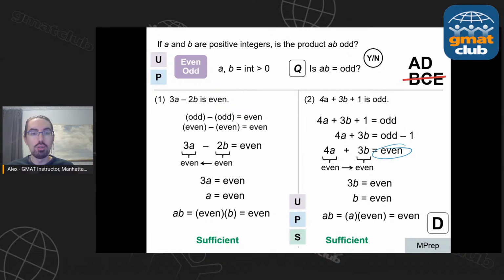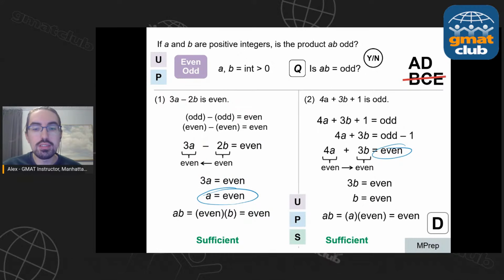What do I know if 3A minus 2B is even? I know that they're both odd or they're both even. And I know that 2B has to be even, which means 3A is even. So without coming up with any possible cases for A or B, we can figure out that A has to be even, which is enough to answer this question.